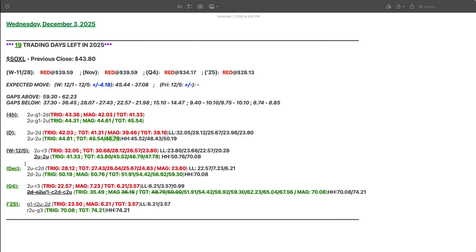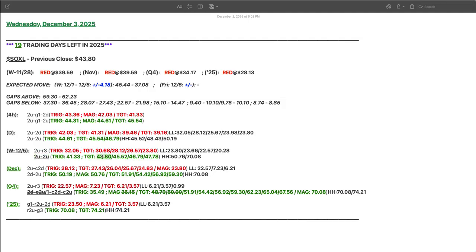Okay. We talked about the week. We won't go back to the charts here. We triggered the 2 up continuation yesterday. It did close below the 41.33, so it was not enforced. Well, we're definitely above 41.33 now, so it's back in force. So we're back in bold.